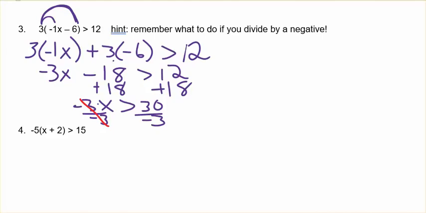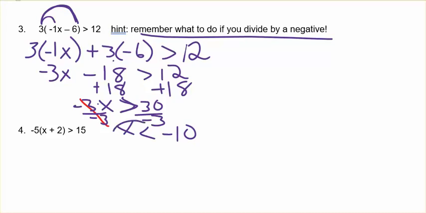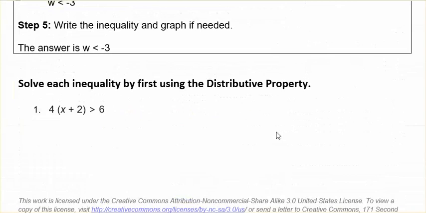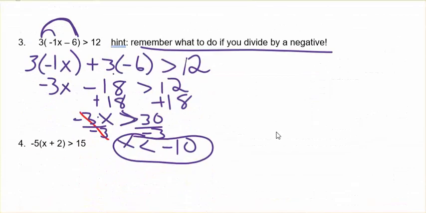So I'm left with x is, oh, here's where I need to remember the hint. If I divide by a negative, which I did, I divided by -3, I need to reverse the inequality sign. It was greater than, so now I'll have less than -10. So my final answer here, got a little squished there, is x is less than -10. Now the directions on this, you don't have to graph. So you can just leave your answer as x is less than -10.